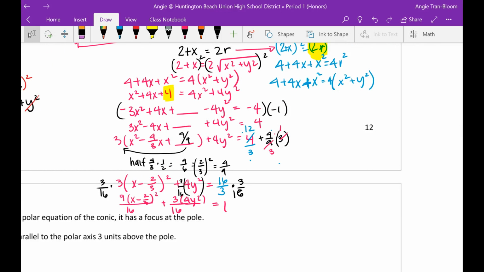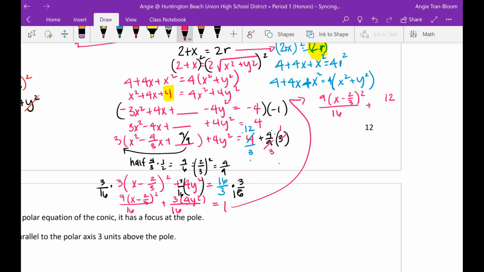From here, I now have 9 times (x minus 2/3) squared over 16. That's really 12y squared over 16, equals 1. At least I'm there. Now to get rid of 9, you multiply by 1/9. What you multiply to the top, you multiply to the bottom. To get rid of 12, you multiply by 1/12. Yes, you will reduce. You can reduce now or reduce later.